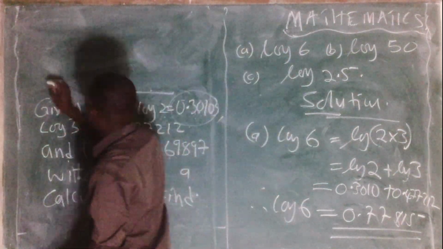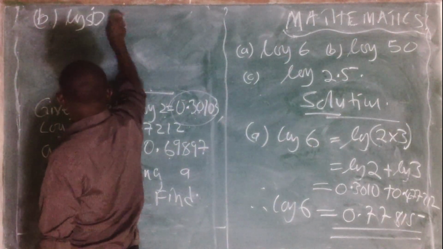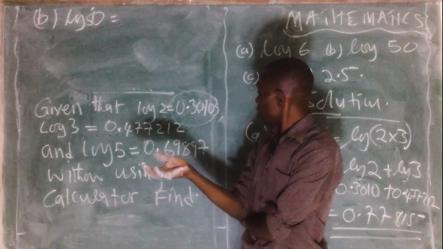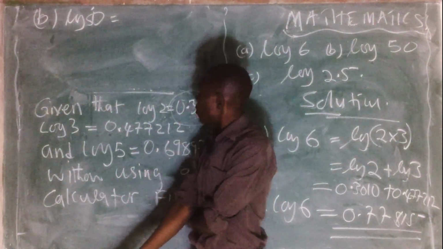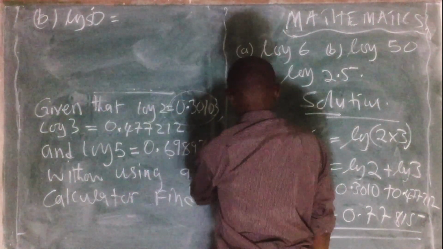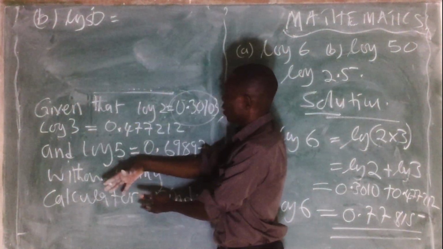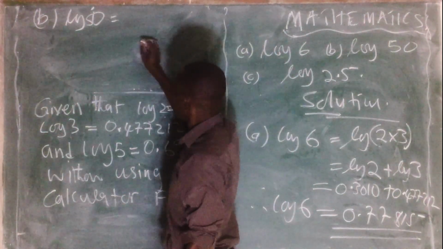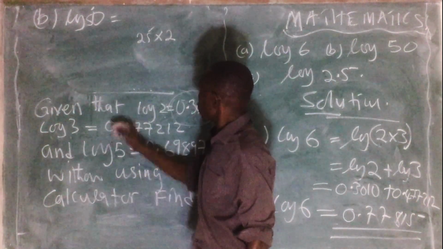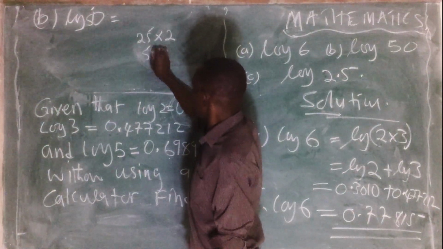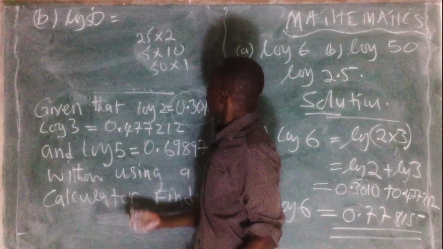For B here, we have logarithm of 50, but if you look at the 50 as such, you'd see that it's not all that direct to come up with the factors of 50 as we have done in example A to meet what we have in the question. If you look at 50, you'll be talking of 25 times what? You can talk of 25 times 2. You can talk of 5 times 10. You can talk of 50 times 1. All those situations.